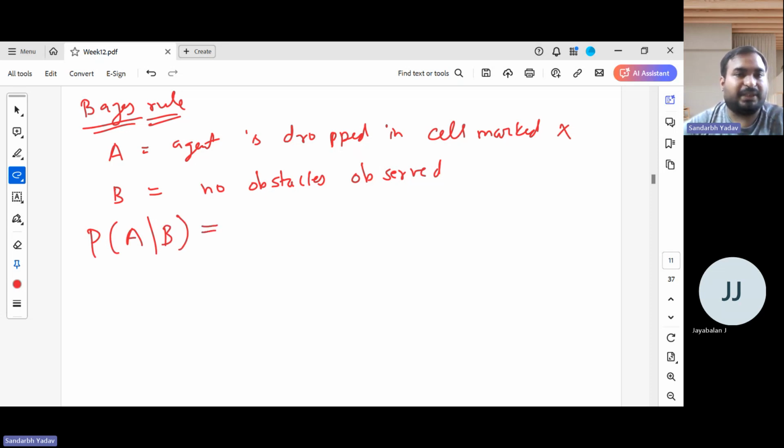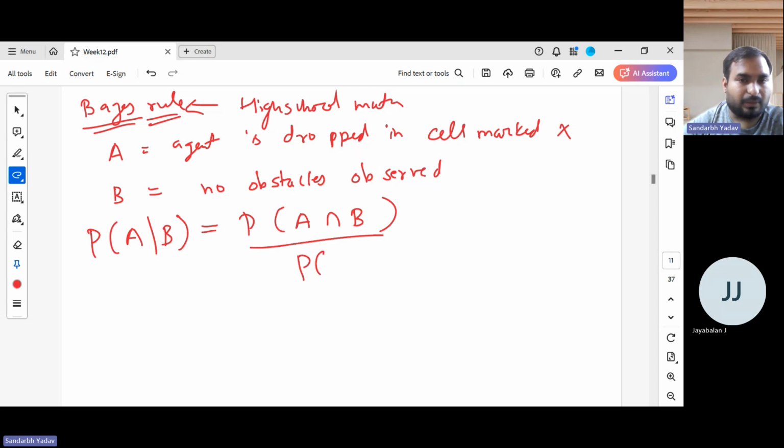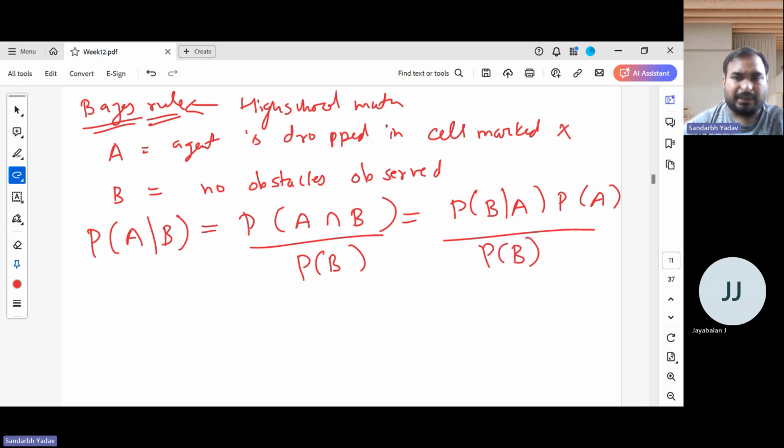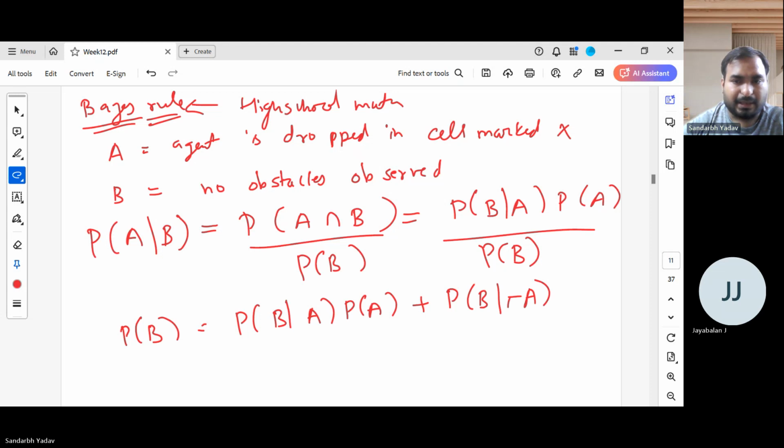And you might remember this Bayes rule from high school mathematics. This opens up to be probability of A intersection B upon probability of B. Then you can expand this again, and it becomes probability of B given A, times probability of A, upon probability of B. And you can expand P(B) as probability of B given A times probability of A, plus probability of B given not A times probability of not A, where this means negation. So this numerator will be the first term of the denominator. We have to apply this Bayes rule to get the answer.